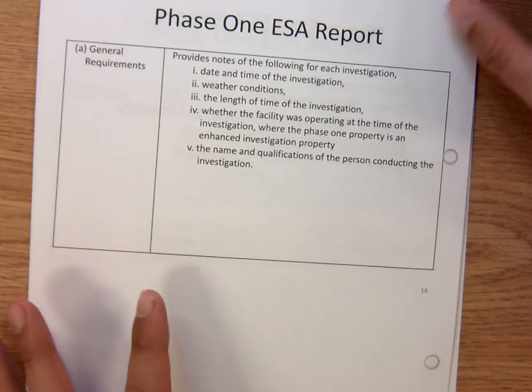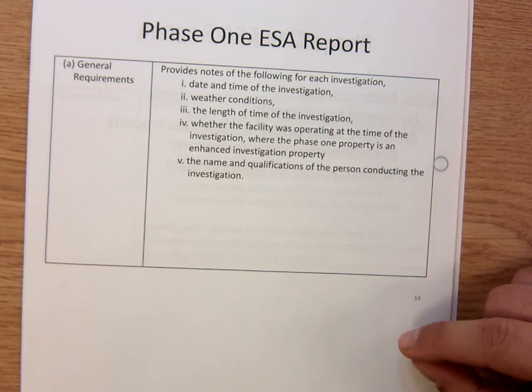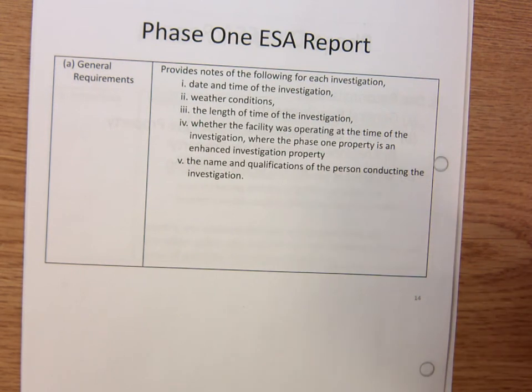Under this site assessment, to break it down a little more, for general requirements, you may want to provide notes of the following for each investigation: date and time of the investigation, weather conditions, the length and time of the investigation, whether the facility was operating at the time of the investigation, and whether the Phase 1 property is an enhanced investigation property. So you want to know if the property was actually operating right when you were doing the site investigation.